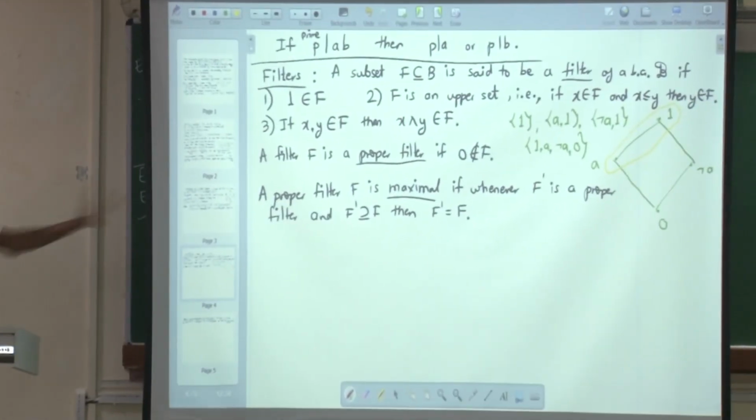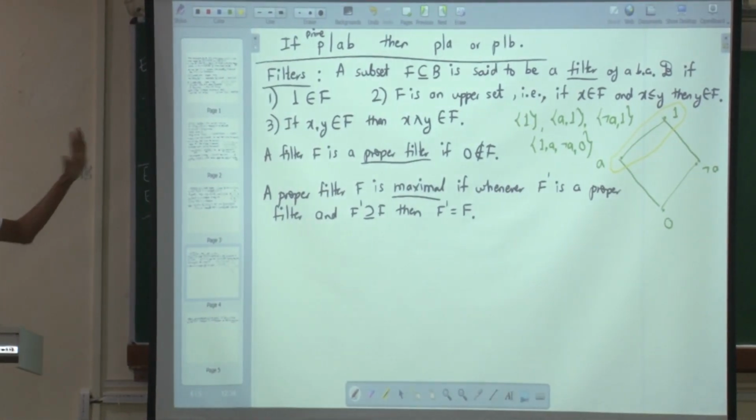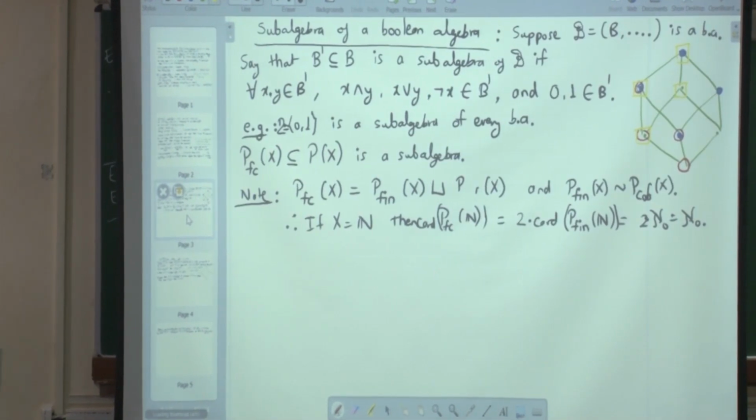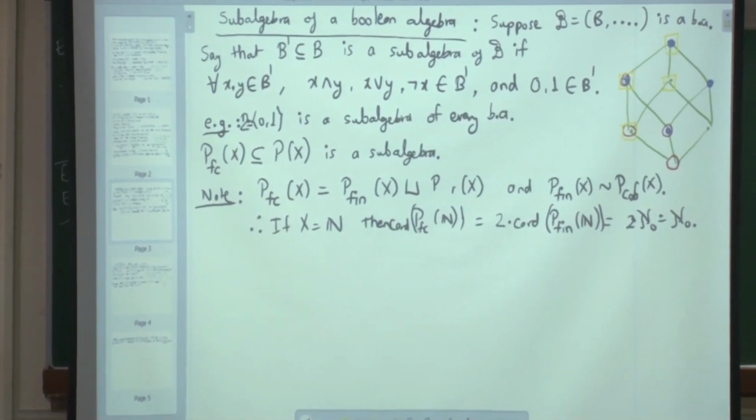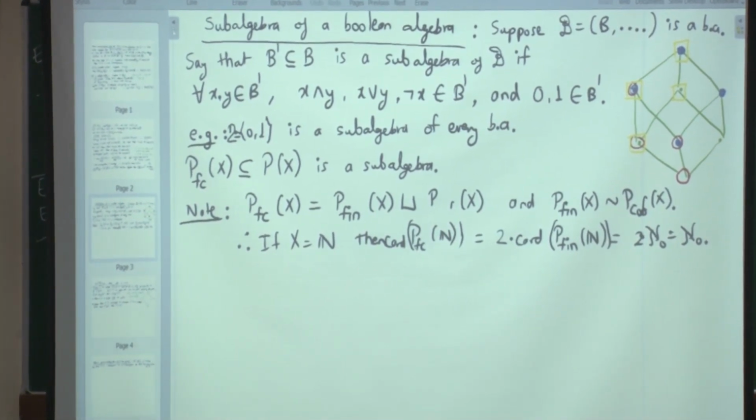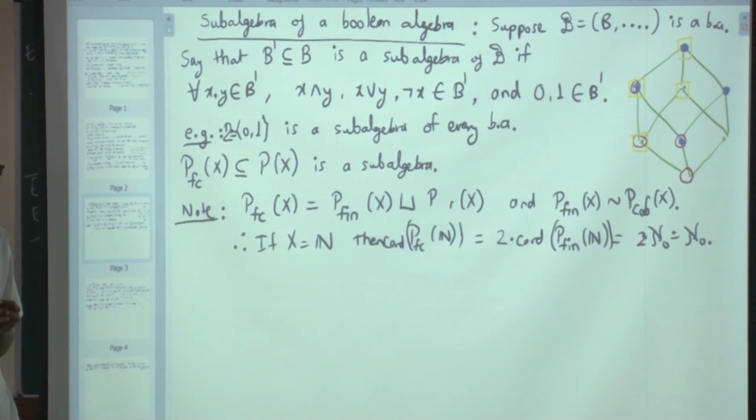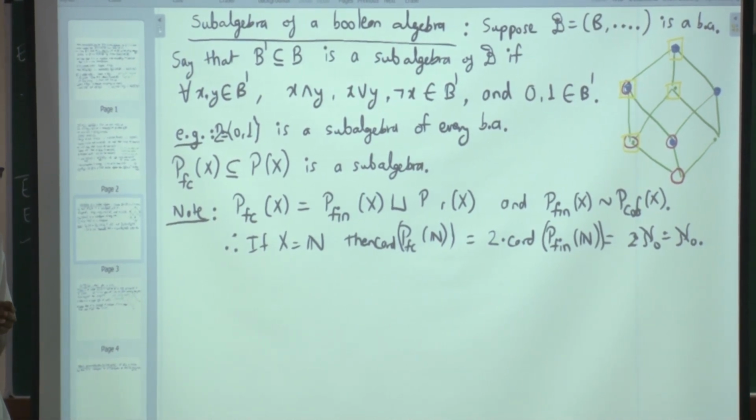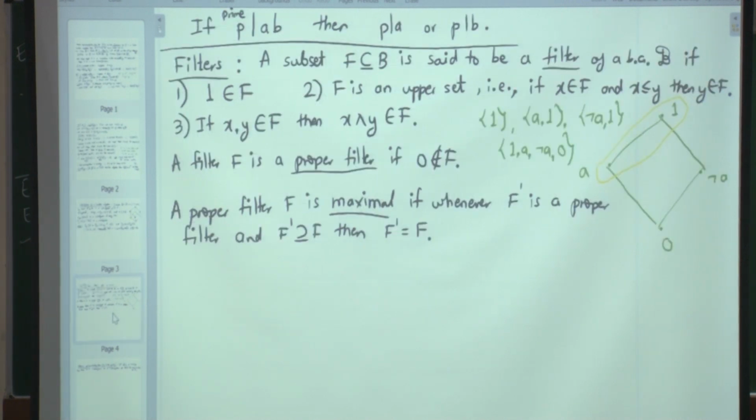So for example, this yellow thing, this is a maximal filter. If I add anything else to it, it will explode. Then yes, this yellow thing is a maximal filter. In fact, every maximal filter in a finite Boolean algebra contains a unique atom. Correct. So I will write that statement.